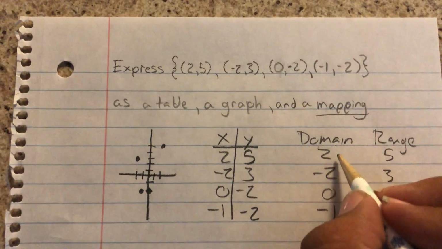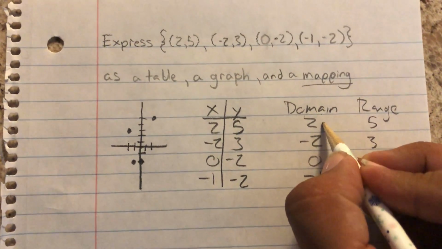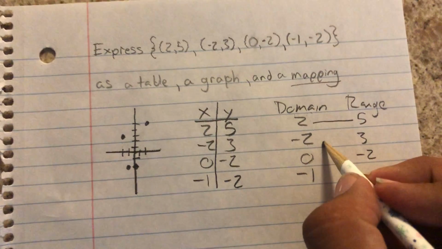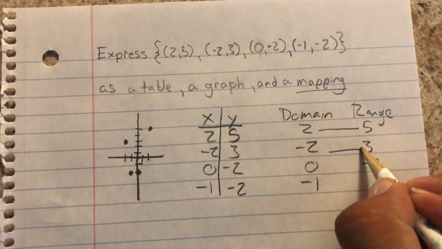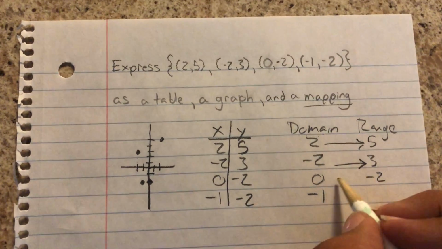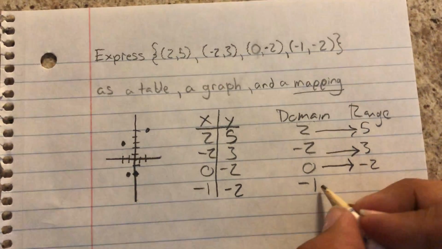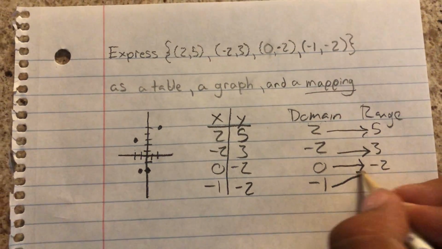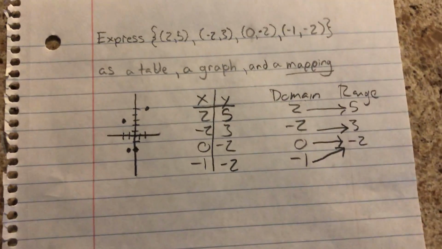So we have 2, 5, that's this. We have -2, 3, that's this, my little arrow. Then we have 0, -2. And then we also have -1, -2. So this is going to go up like that. Just make sure you know.